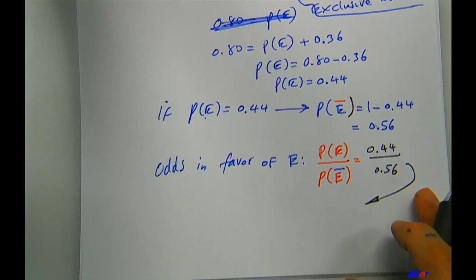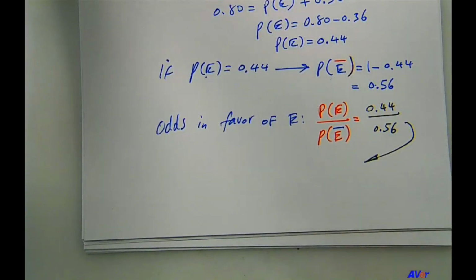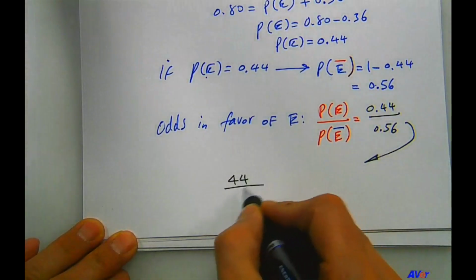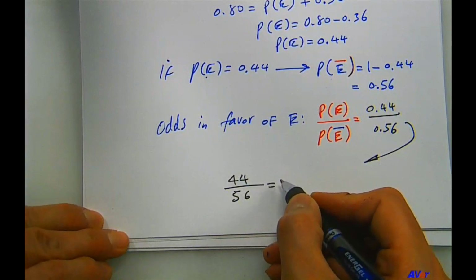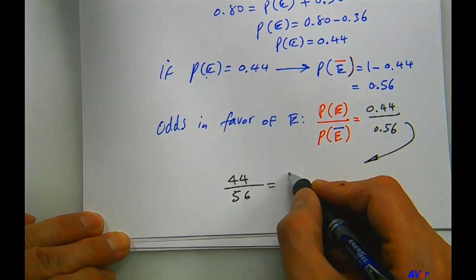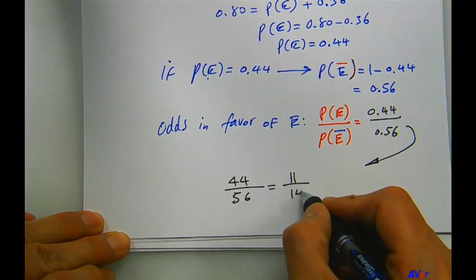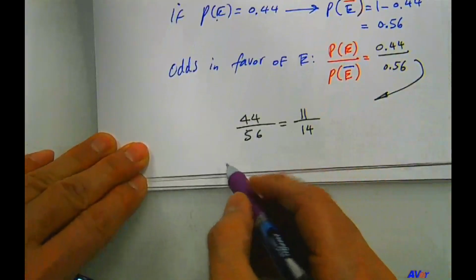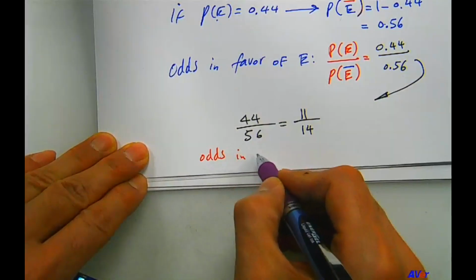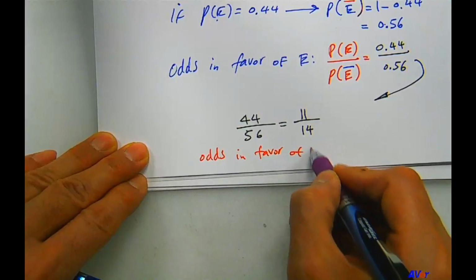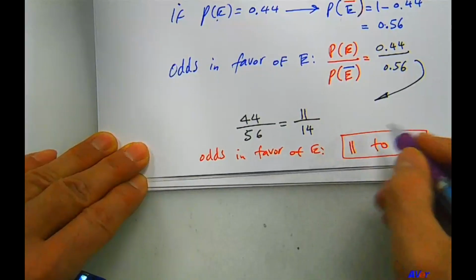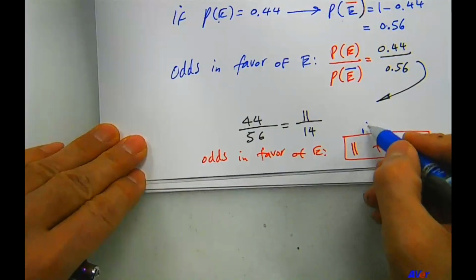And then let me continue here. So let's multiply both numerator and denominator by 100. So we get 44 over 56. Simplify this with 4. So we get 11 over 14. Is that the odds in favor of E? No. This is going to tell us how to write it. So the odds in favor of E are 11 to 14.